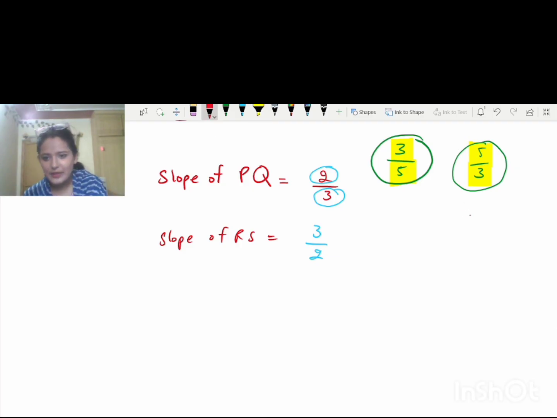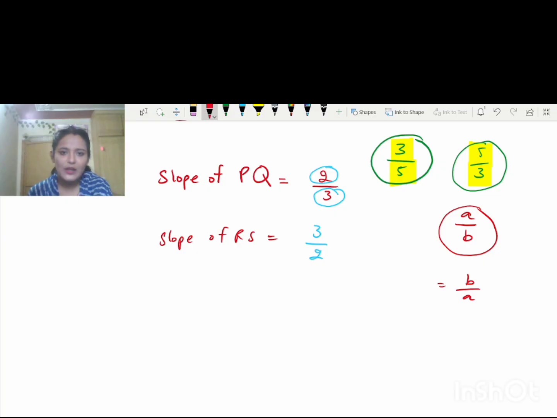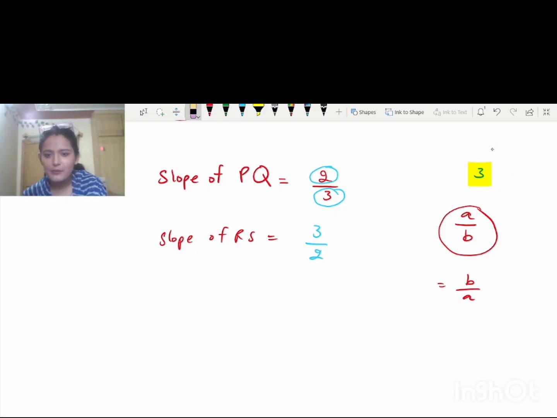I'm gonna give you another example. Let's say A/B. Can you find the inverse of it? You will say, ma'am, it's very easy. So the inverse of it will be B/A. So what is the inverse of A/B? B/A. Okay, students, well done, very good. I hope you have got the concept of inverse.